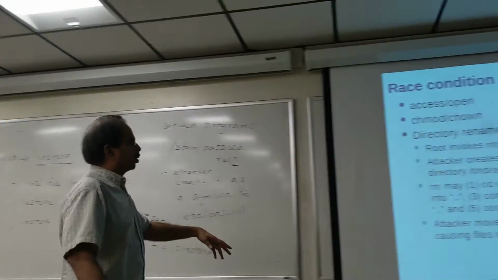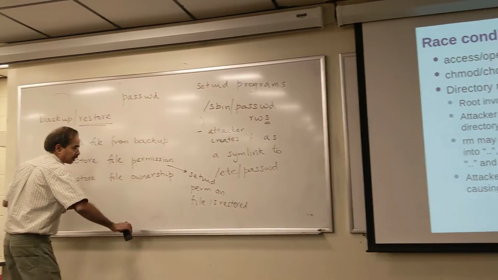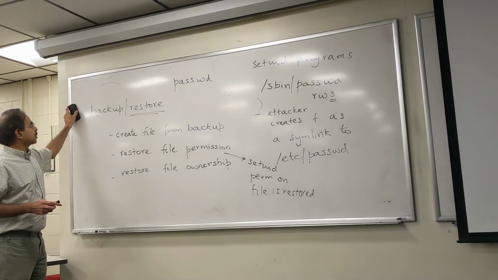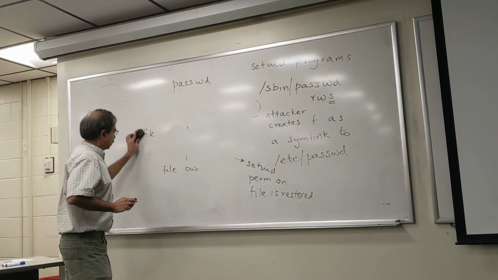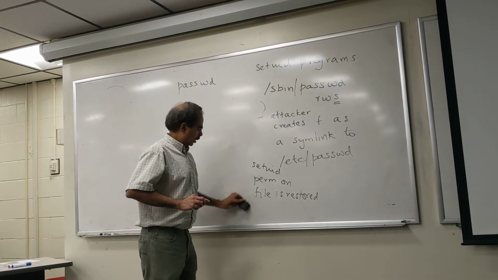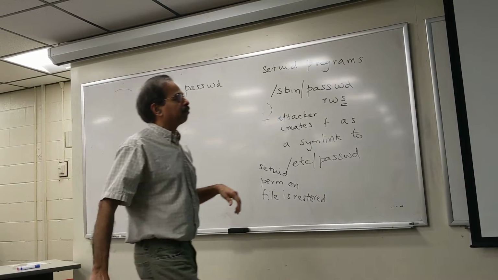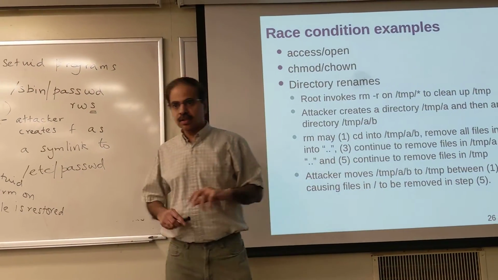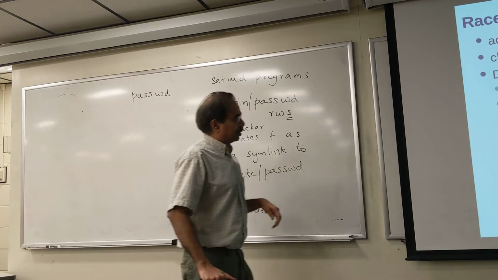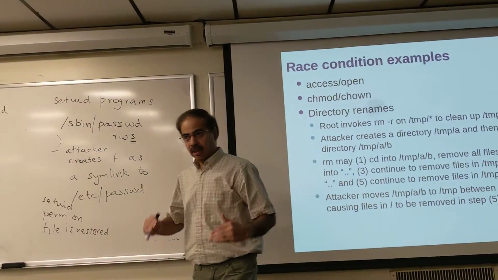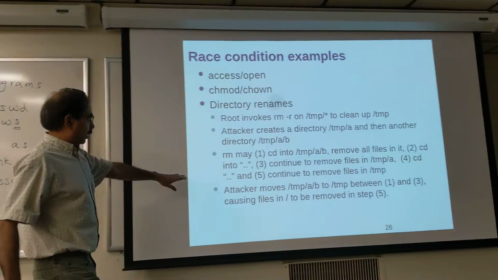So there is also a race condition that involves things like RM. So let's look at what that is. It depends on how this program RM operates. Okay, so the program RM has this option -R, which is used to remove an entire directory tree.